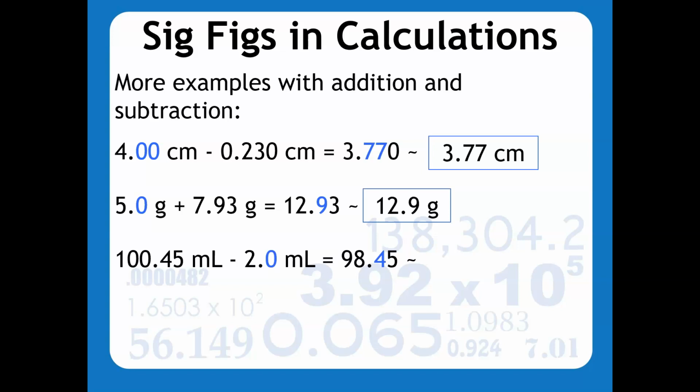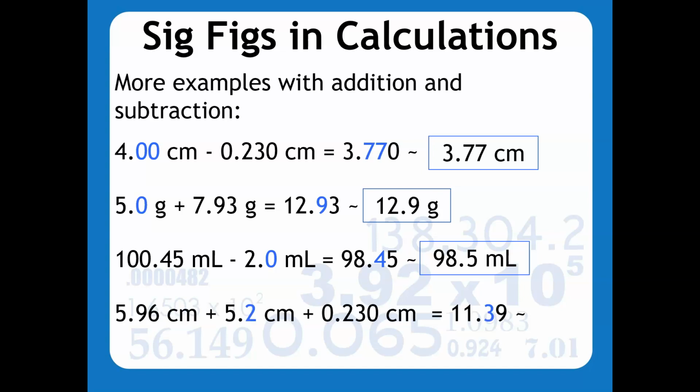In this next example, I have 2.0, which again has one decimal place to the right, versus the other number, 100.45 milliliters, that has two decimal places. My answer again has to have one decimal place to the right. Just be careful here, there's a 5 next to the 4, so therefore that 4 is going to round up to a 5. So your answer is 98.5 milliliters.